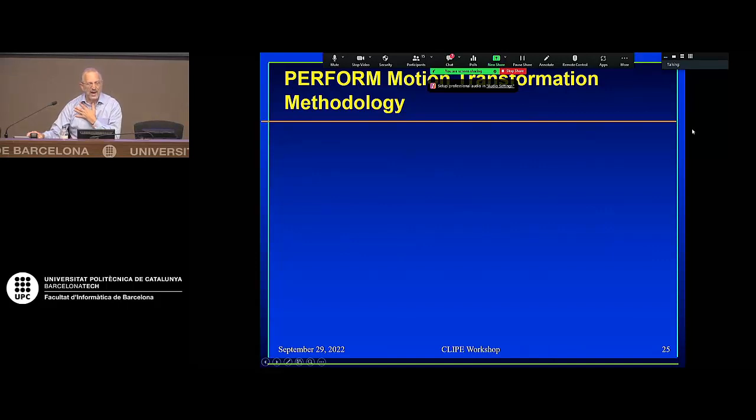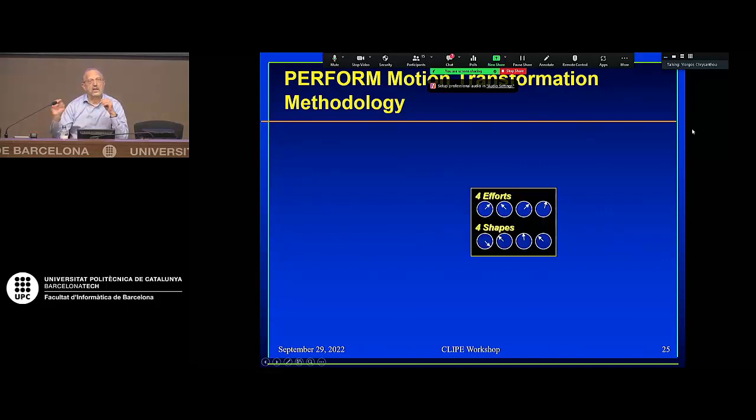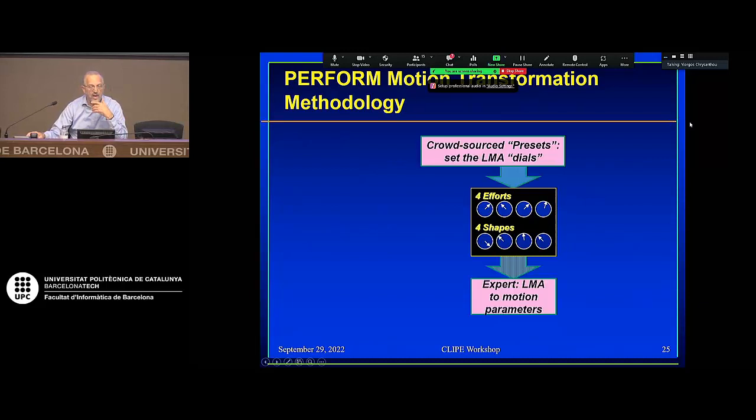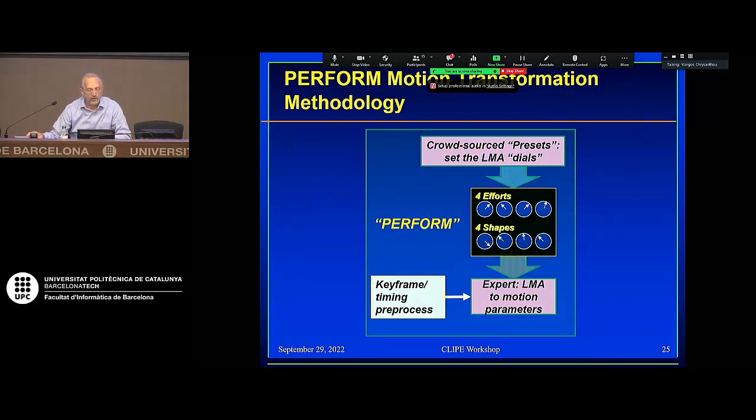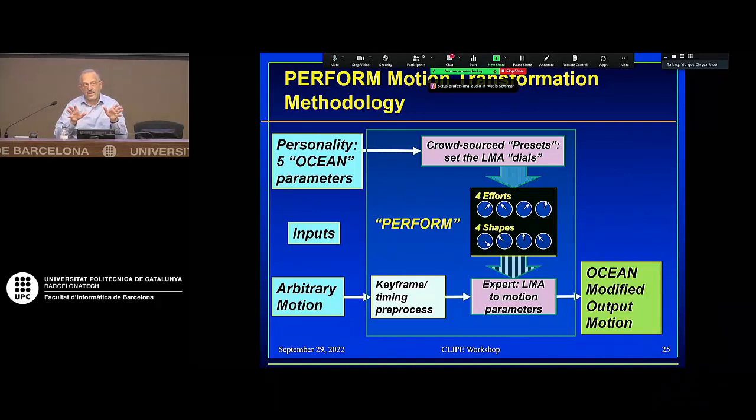It's not mine. All right, so the way that Perform worked is we had the adjustable LMA dials, which were the 4 efforts and 4 shapes. We used the experts to build the transformation from LMA to motion parameters, and we used the Turkers to find the presets for personality to LMA. We then wrapped this in a little preprocessor that actually looked at the motions, and that's what Perform was. So now we had a system where you could input the 5 OCEAN personality models, like I want an extroverted neurotic character. You could input any motion from any source, and you would get a personality modified output.